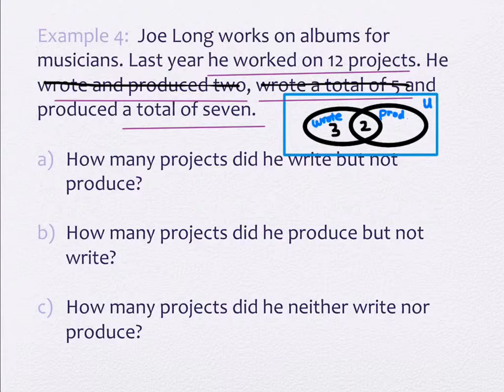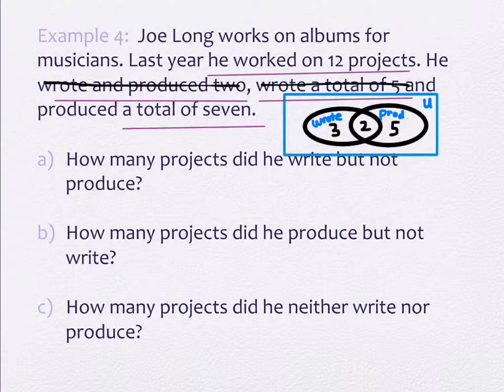All right, the next one is that he produced a total of 7. So again, that whole circle for produced has to be combined 7. But there's already 2 there. So how many more do I need? 5. The most common mistake students make when they do these Venn diagrams is they forget to not count the piece that's already there. They'll end up putting the 5 and the 7 just straight in the diagram as is. And then they get really confused because they end up with more than 12 numbers in their diagram. It adds up to too many.